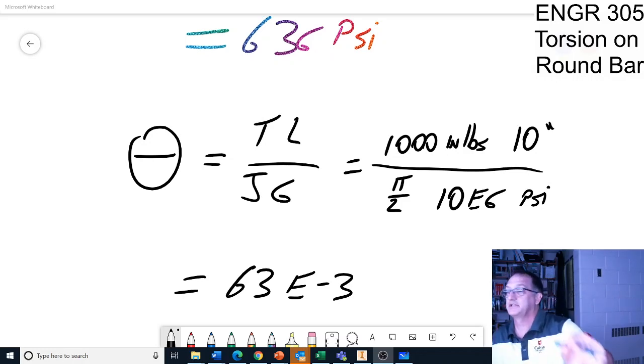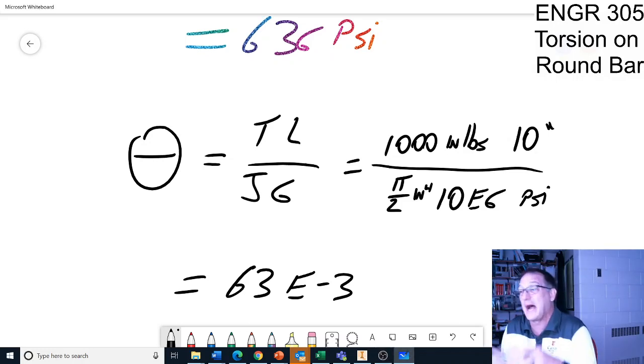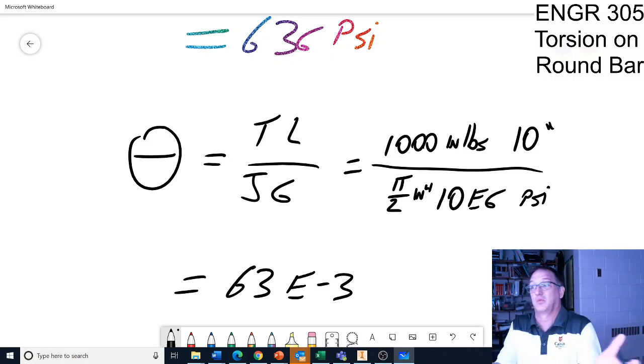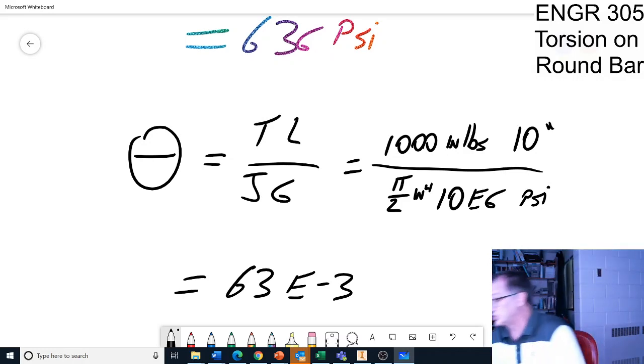So, look at my numbers. 63 E to the negative 3. What are the units? Well, I've got inch pounds here. I've got inches there. That gives me inches squared on the top. This is actually inches to the 4th on the bottom, right? I dropped the R. I dropped the 1 because 1 squared is 1, to the 4th is 1. But it still has the inches. It still has the units. So I need the inches squared. And then I've got a PSI there.